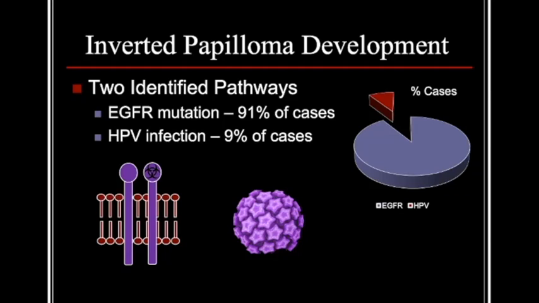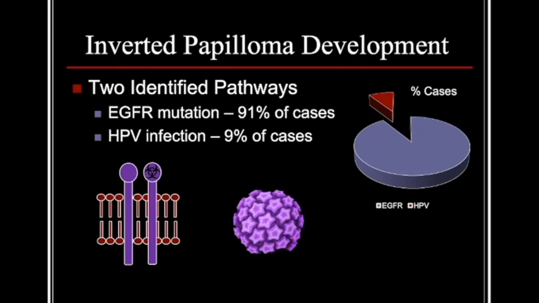Interestingly enough, there are only two mutations really that have been associated with inverted papilloma development. The first is an EGFR mutation, which is found in 91% of cases in a recent series, and then a relatively low-grade, so-called low-risk HPV infection, HPV 6 and HPV 11, is found in approximately 9% of cases.